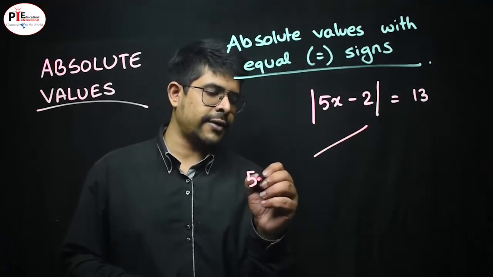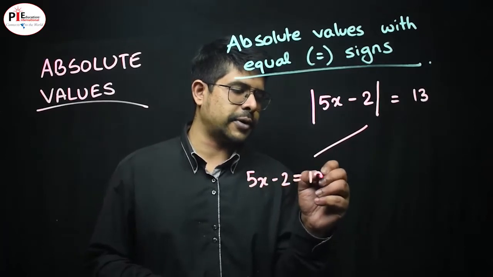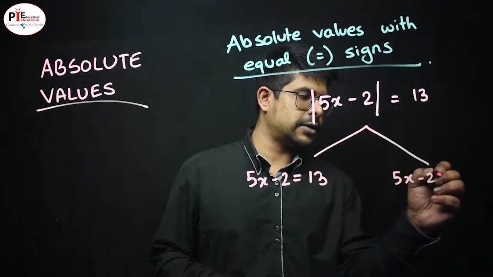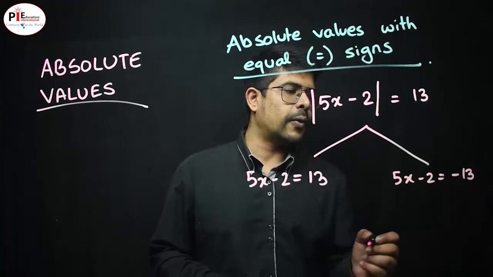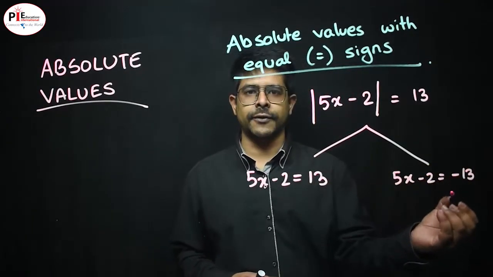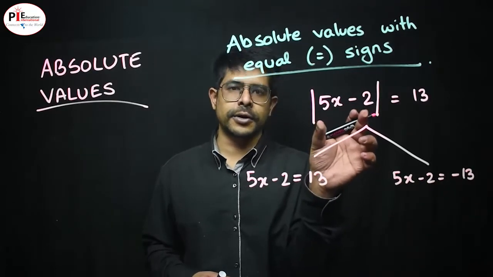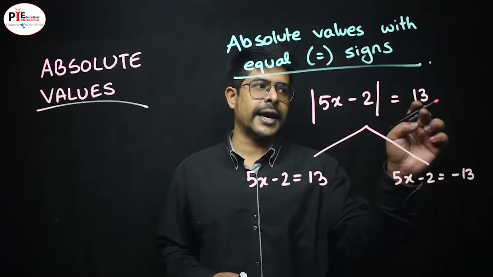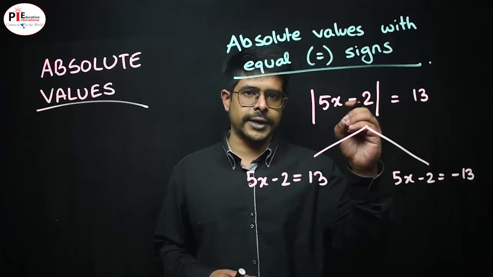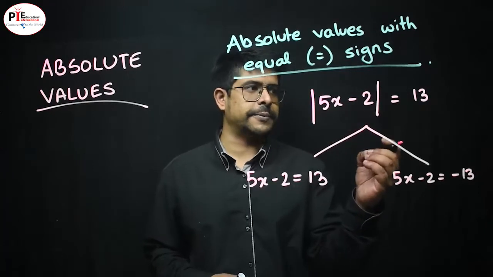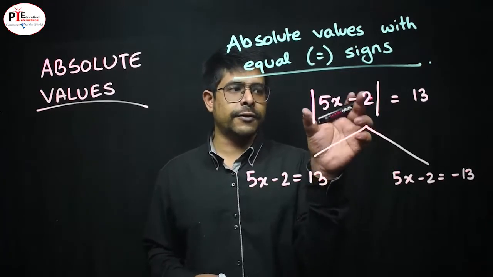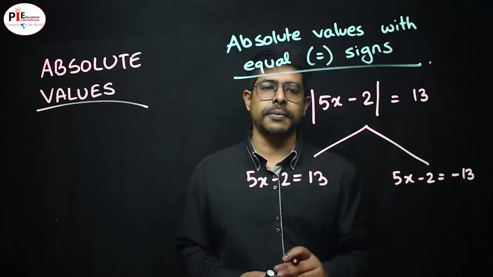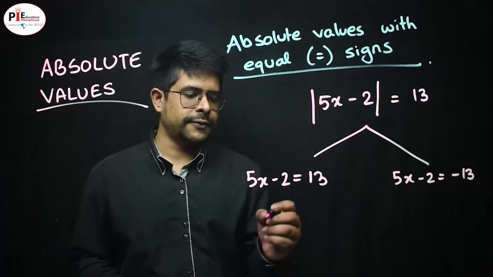I can say 5x minus 2 equals positive 13, and the other one I can write 5x minus 2 equals negative 13. Why did I put a positive and a negative over here? Because this was the modulus, or the absolute value, of 5x minus 2. So this doesn't have any positive or negative direction or sense of direction. So when I'm taking off this modulus, the answer could be positive or it could be negative. So let's do the positive first.